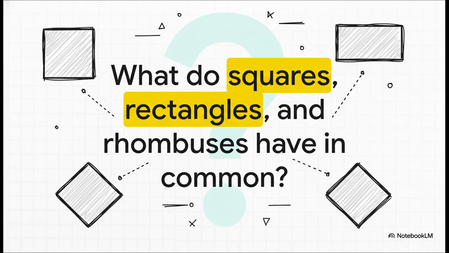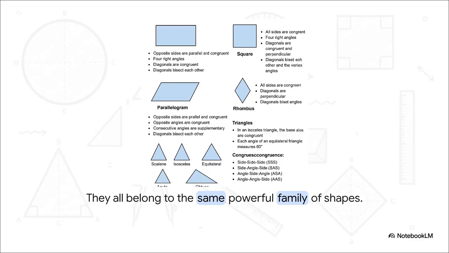So, to get started, let's kick things off with a little puzzle. You've seen squares, you've seen rectangles, and you've seen rhombuses a million times. But what's the real connection between them? You could even pause and think about it for a second. What's the one thing they all share? If you guessed that they're all related, you are absolutely right.